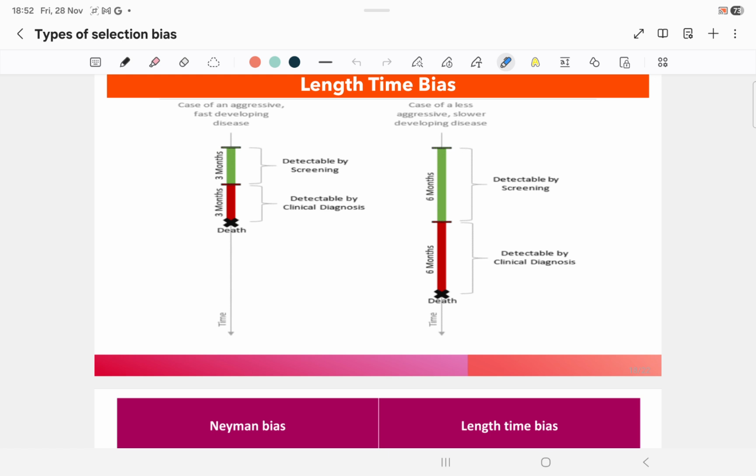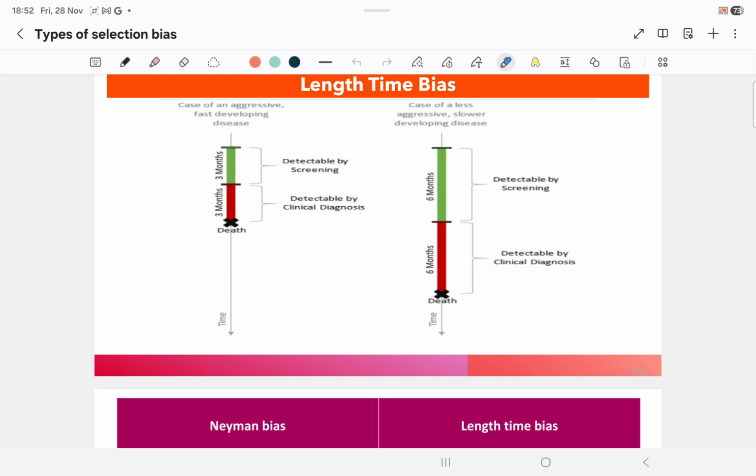Now, a screening test can detect the disease only in the green part. So if you look closely, our screening test has a larger window to detect the disease in the slow growing disease. This green is larger in length. This is smaller in length. So our screening test has a lot of time to detect the disease if the disease is slow growing. So you will have more chances to detect the disease by screening test in slow growing disease, and you detect a lot of patients with the disease by using a screening test.